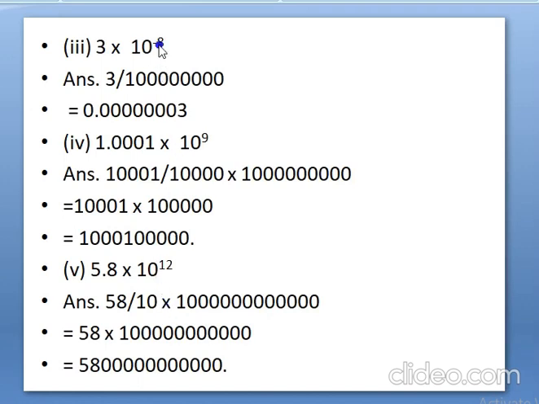Third one, 3 into 10 to the power minus 8. So 3 divided by 1 with 8 zeros. So that will become 0 point, and after the decimal you will have 8 digits. So the last one will be the 3.